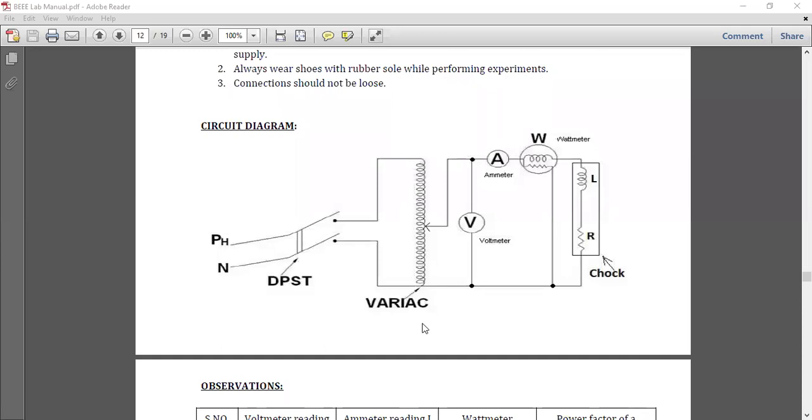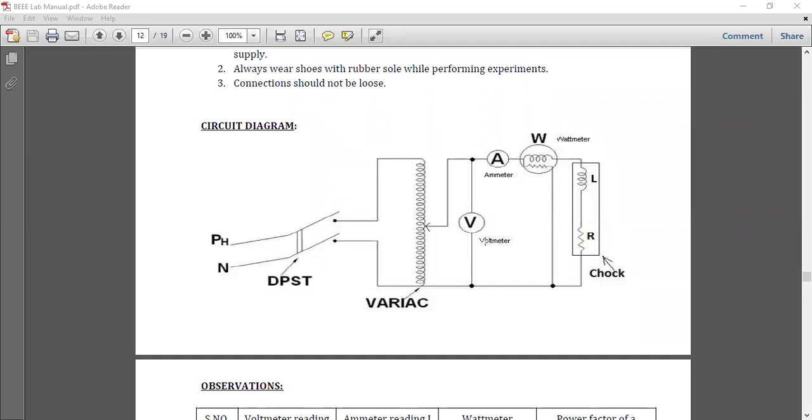vary the AC supply. So this one is the voltmeter, always connected in parallel. This is the ammeter, always connected in series, and this one is the wattmeter. This is a special symbol for the wattmeter. It has two coils. One is the inductive coil connected in series, and one is the resistive coil connected in parallel. Because we know that wattmeter is used to measure the power, and power is the product of voltage and current. So that's why it has two coils.